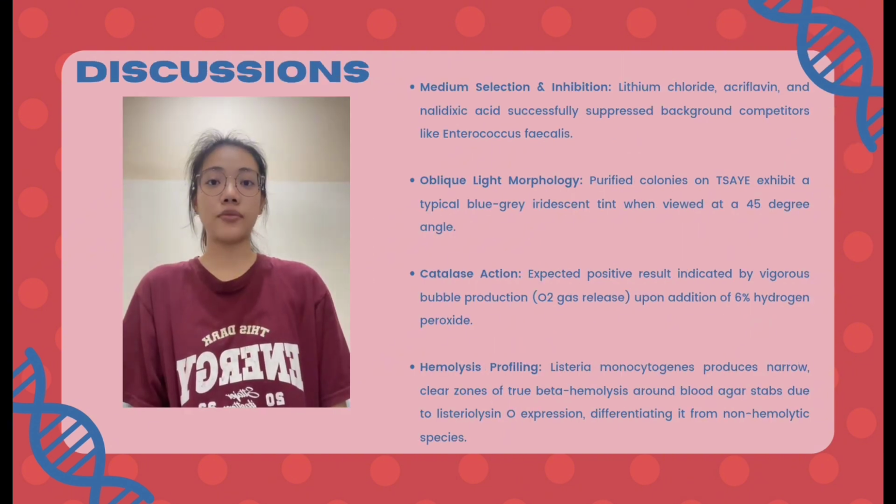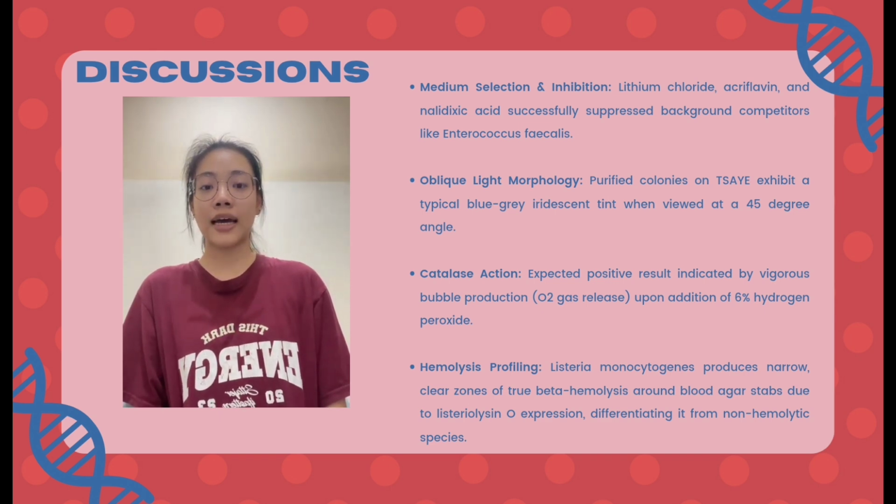To confirm our result, we need to understand how the selective media work in our experiment. The chemicals used in the broth and agar, such as lithium chloride, nalidixic acid and acriflavine, help stop the growth of other bacteria like Enterococcus faecalis. This allowed Listeria to grow more clearly. On the Henry illumination, the colony appeared blue-gray under a 45-degree light angle, which matched the typical appearance of Listeria reported in the reference. Under the microscope, we observe gram-positive short rods, which is an important characteristic of Listeria. To fully confirm the bacteria according to the USDA method, more tests are needed in period 5.